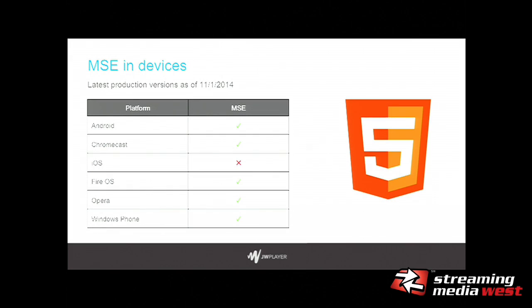So next, this is in devices. These are also, as mentioned, latest shipping versions. So Android, this would be Lollipop included since now it's shipping. So Android, Chromecast supports MSE. Fire OS, which is Amazon's operating system for Fire TV, Kindles, the phone. Nobody laugh about the phone.